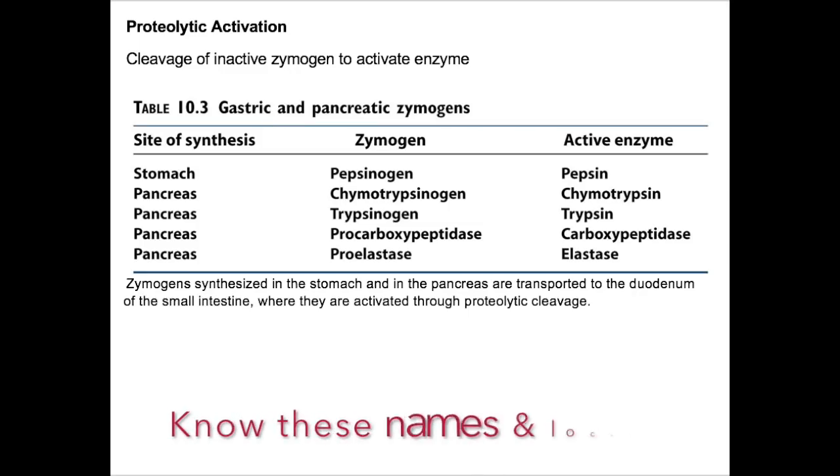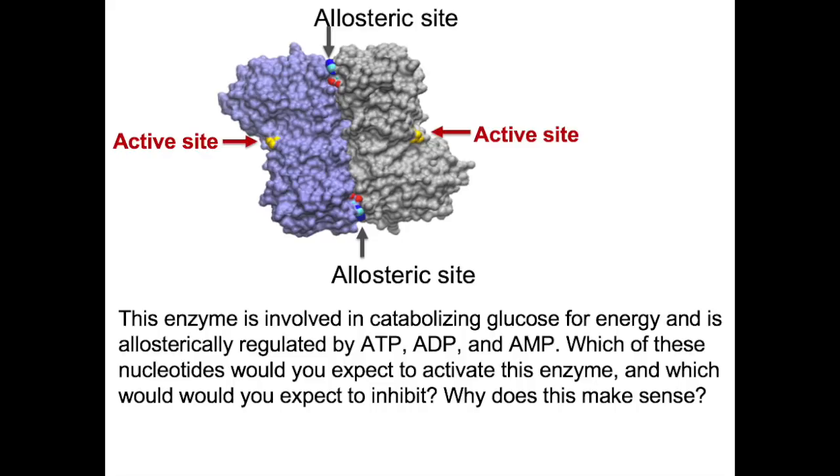You should be able to distinguish between a zymogen and an active enzyme for the enzymes that are listed on the slide. It's pretty straightforward, as zymogens generally either end in ogen or begin with pro. So now let's look at allostery, and in particular, let's look at an enzyme that functions in the breaking down of glucose to gain energy.